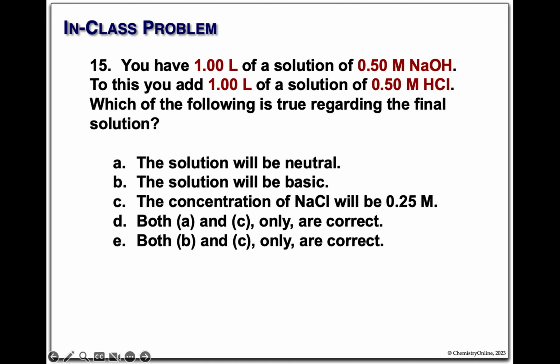Number 15. We have 1 liter of half-molar sodium hydroxide. That's a strong base. 1 liter of half-molar hydrochloric acid. That's a strong acid. We are mixing the strong acid and the strong base. What are we going to get? We're going to get a neutral solution. If you have the same concentration of both, it is neutral. That's right.